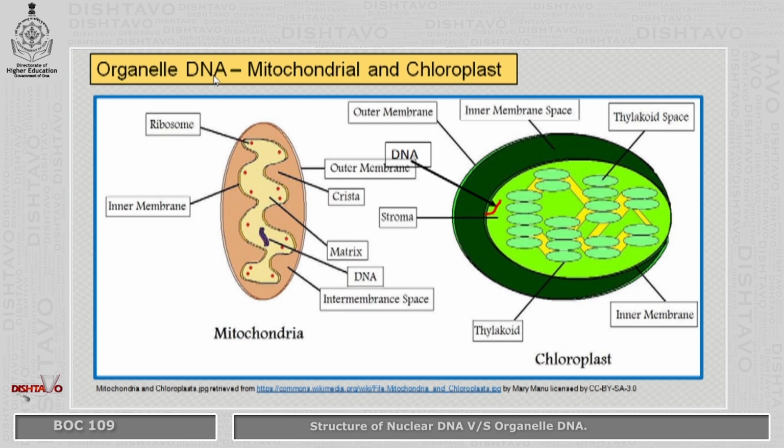Now, we can see organelle DNAs here. As we have just seen nuclear DNA, let us see organelle DNAs. Organelle DNAs are present in the mitochondria and chloroplasts of the cells. You can see the mitochondria here, and you can see the DNA present here. You can see the DNA of the chloroplast here, present in the stroma.